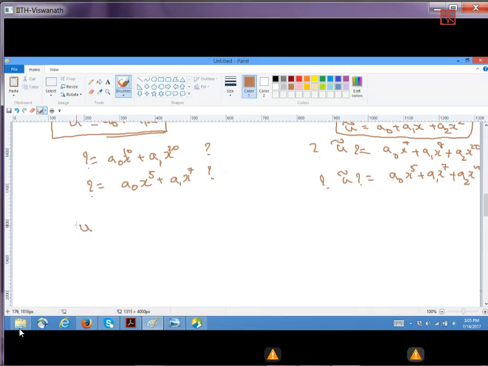For now, I will take u tilde for this one as a0 plus a1 x, and u tilde is a0 plus a1 x plus a2 x square. Now, even though this has been written in this form, I don't like to see it in this way. I will write it in a vectorized form. The alternate way of writing it is, this is the basis and these are the unknown coefficients. So this is a row vector, and this is a column vector. Row into column will give you this addition.